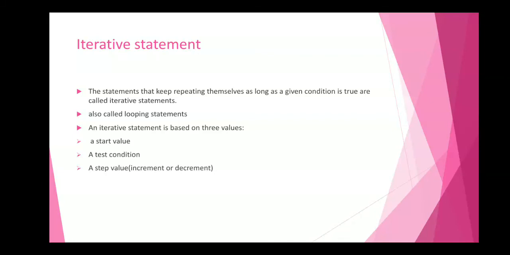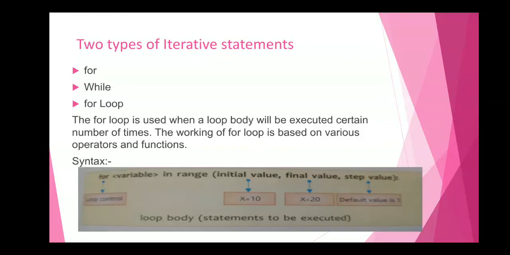Every loop works with the help of a variable known as the control variable. The initial value is assigned to the control variable at the beginning of the loop, and then the final value is given, and according to that, the step value of the control variable is defined either in increasing or decreasing order. When we talk about the iterative statements, these are of two types, for and while.